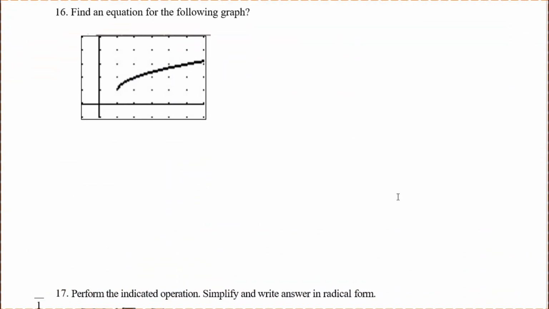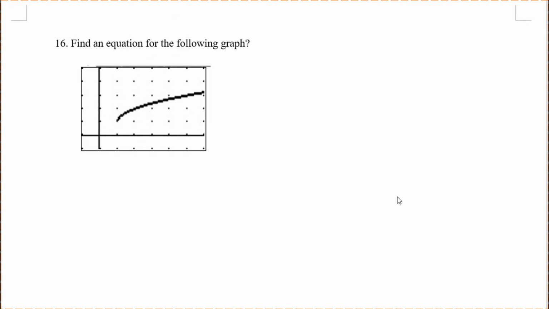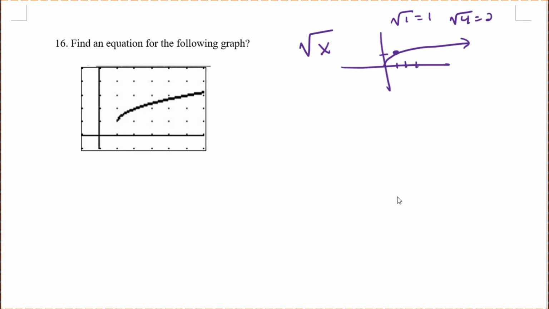Alright, number 16, find an equation for the following graph. Notice that the square root function looks like this. If you think about it, square root of 1 is 1, so we have a point at 1, 1. And then square root of 4 is 2, so we have a point at 4, 2. So that's 1, 1, and that's 4, 2. That's how the square root function looks. So this looks like the square root function if you look at it, right?